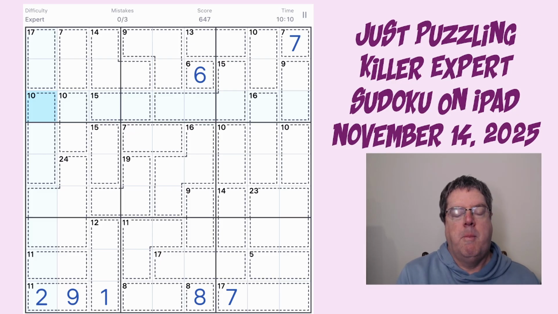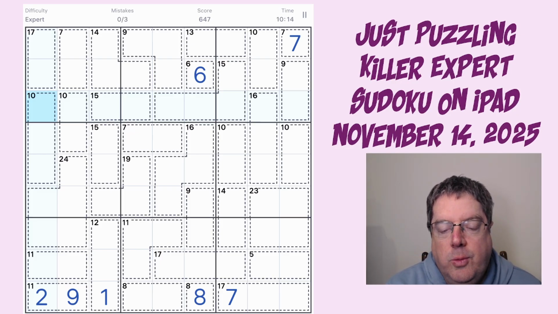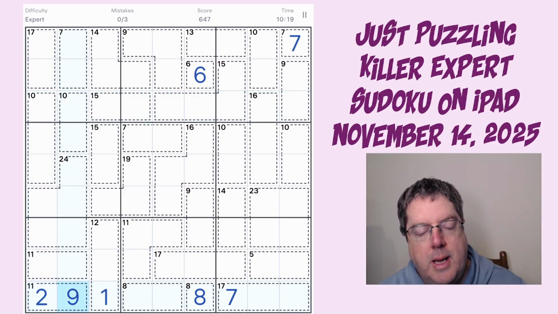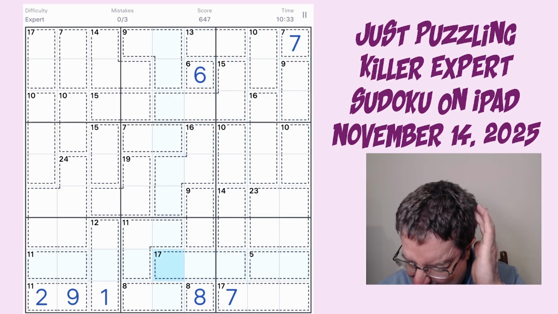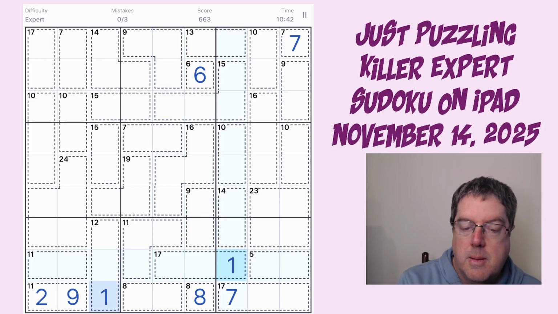Eight, 7. 2, 3. So 9 cannot be in that row. 9 can't be there, so 9's one of these two. Okay, so 9 is up there. 9. So 9, that leaves 8, 2, 3, so this is 7 and 1. So 7 can be there with the 9, so that's got to be a 1 there. Okay.